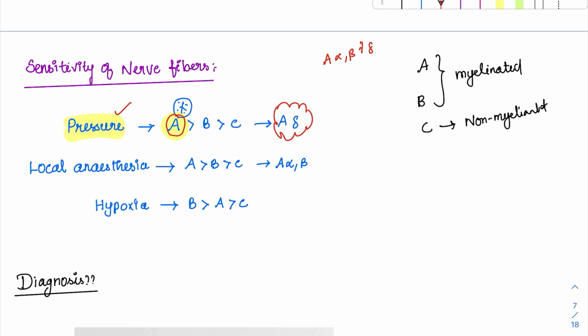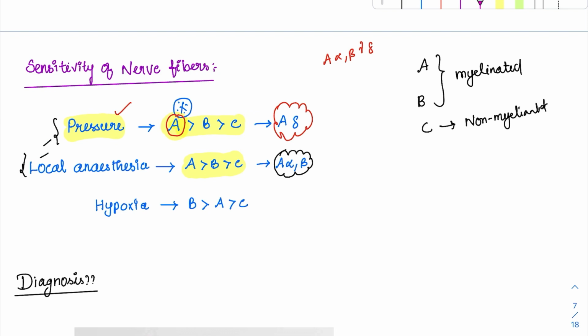So ABC, it's easy to remember ABC. Coming to local anesthesia, local anesthesia is also ABC. For pressure and local anesthesia, we don't have to mug it up. It is the general normal sequence. And in this also, which fibers are more sensitive? A alpha and A beta. They come like A alpha, A beta, then followed by A delta and A gamma fibers. So this is the sequence. For both pressure and local anesthesia, we are going to go for ABC.